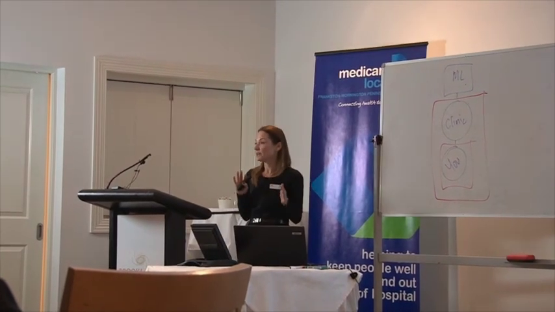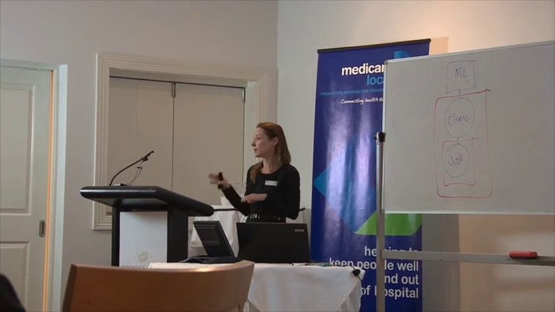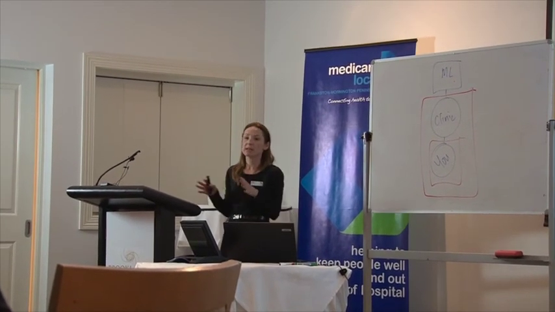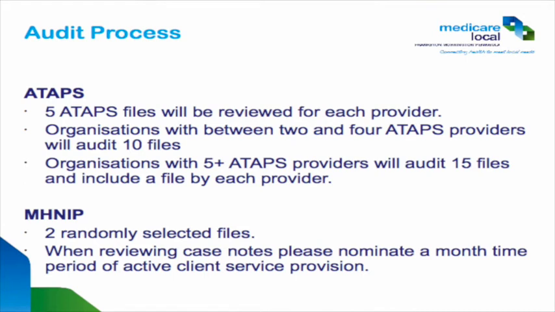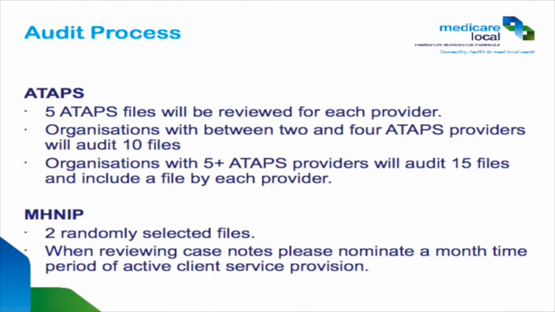This is where there's a little bit of difference between ATAPS and MNIP, because MNIP have clients that may be under their service for 12 months plus. So their files are a little bit different to ATAPS. But we are expecting that a provider will audit 5 of their ATAPS files. If it's an organisation with between 2 and 4 ATAPS providers, we're expecting 10 files to be audited, and for organisations with 5 plus, it's expected that 15 files are audited, and that audit contains a file of every practitioner. If you're a sole practitioner, then we're expecting 5.